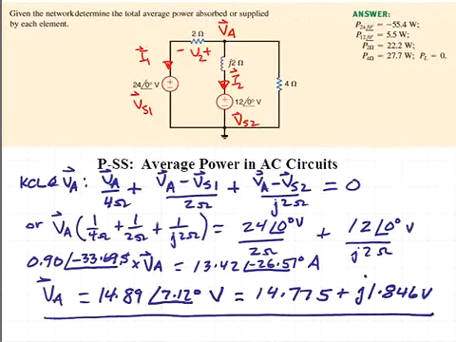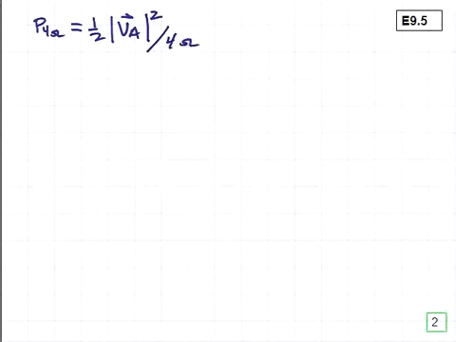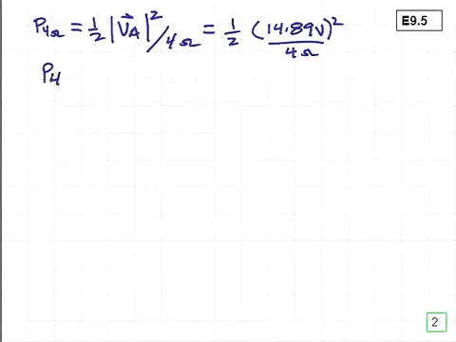Now we are ready to calculate the power dissipated in the 4 ohm resistor. The expression for that will be power is equal to 1/2 the magnitude of this V sub A voltage, which we've determined, squared, divided by the 4 ohm resistance. And this is equal to 1/2 times 14.89 volts squared divided by the 4 ohm resistance. And this obtains a result for the power being absorbed in the 4 ohm resistor equal to 27.7 watts.